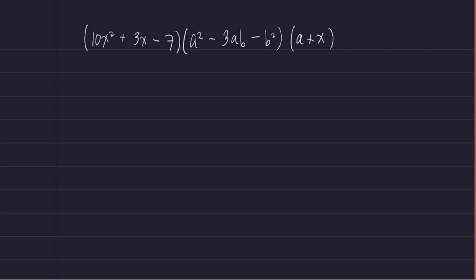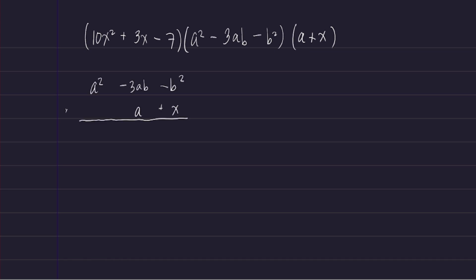Sa gagawin ko, imumultiply ko muna itong a squared minus 3ab minus b squared sa a plus x. Then, yung magiging result nito ay imumultiply ko sa 10x squared plus 3x minus 7. As what we have mentioned, uunahin natin yung quantity of a squared minus 3ab minus b squared times the quantity of a plus x. So, unahin natin silang i-multiply. Sulat natin ng dilaw yung magiging product sa x.